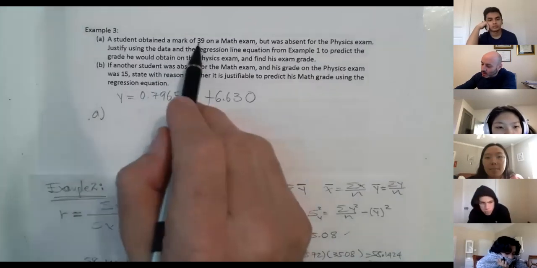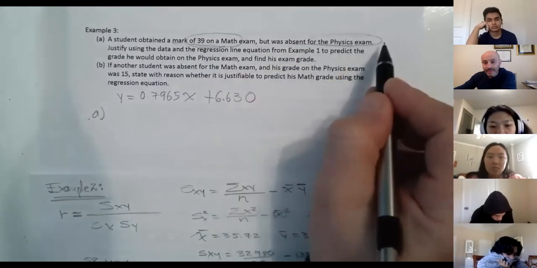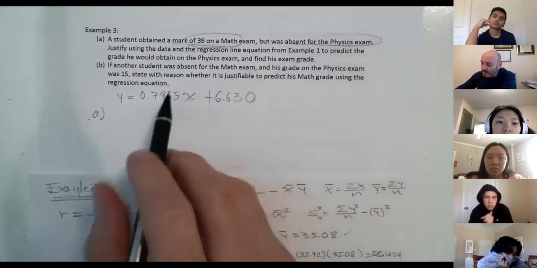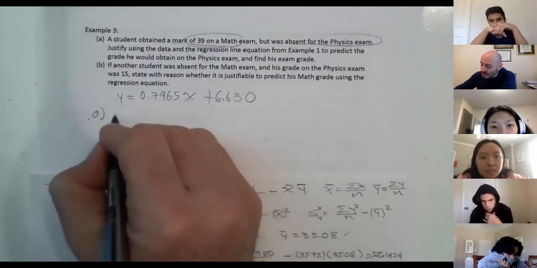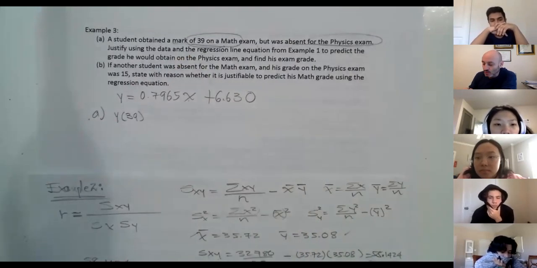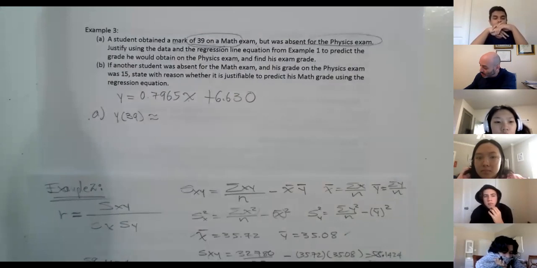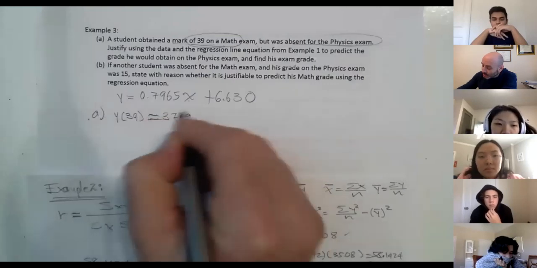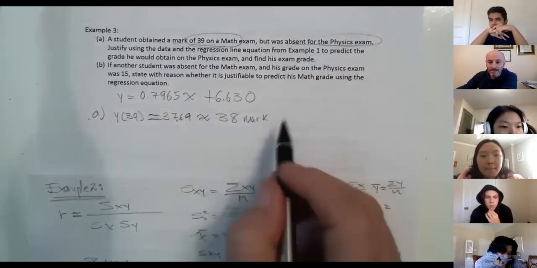Part A says that we know the mark for math, but we don't know the physics exam mark, right? So how could I get the physics exam? Remember, X stands for the math marks, Y stands for the physics. So one way to do that is to plug into the regression equation the math score, which is 39. If we plug that in there, then we get an approximated value of 39.69, and we approximate that to 38 marks on the physics exam.